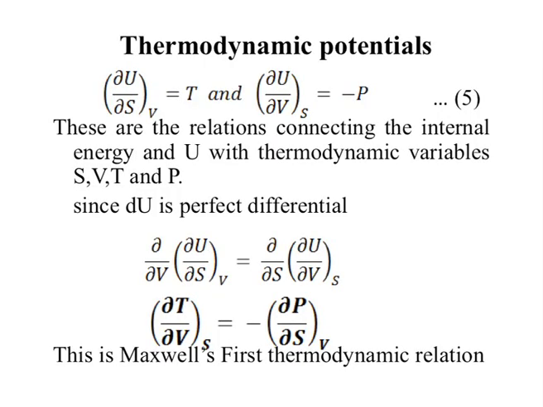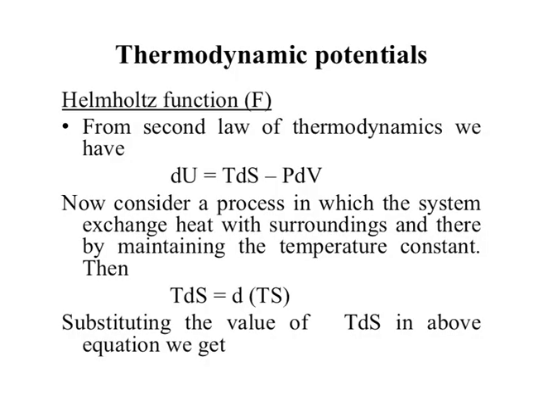From this we have calculated Maxwell's first thermodynamic relation. We have got dou T by dou V at constant entropy is equal to minus dou P by dou S at constant volume. Next, we have seen the Helmholtz function, which we also took from the second law of thermodynamics, that is dU equals T dS minus P dV. T dS is equal to d of TS. By substituting this T dS in that equation we got the Helmholtz function as F equals U minus TS.